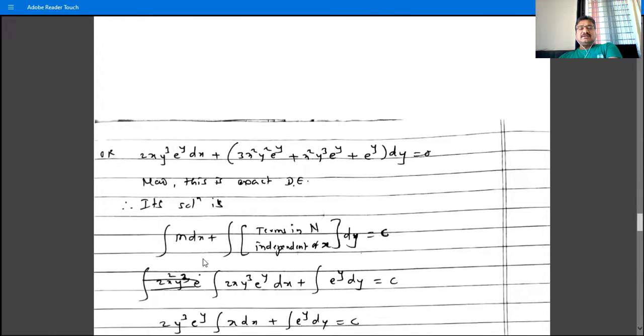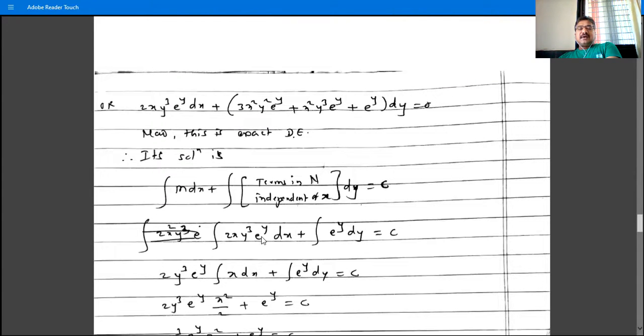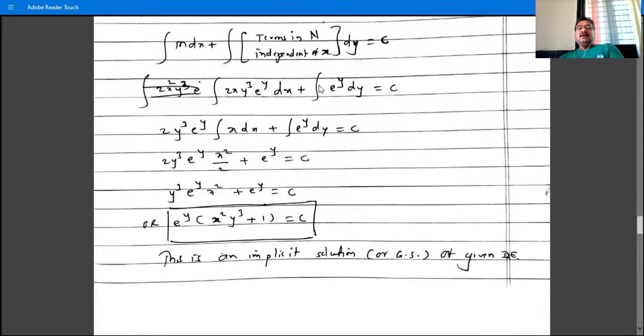So its solution is integration M dx plus integration of terms in N independent of x dy is equal to constant. That is 2xy cubed e raised to y dx; this is M. And the terms in N independent of x: this term depends on x, this term depends on x, so e raised to y is the only term which is independent of x, or free from x. So e raised to y dy is equal to constant. Now integration is with respect to x, meaning y is constant, so 2y cubed e raised to y is a constant quantity.